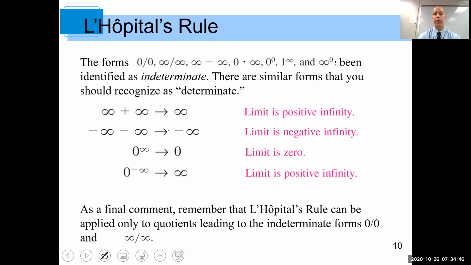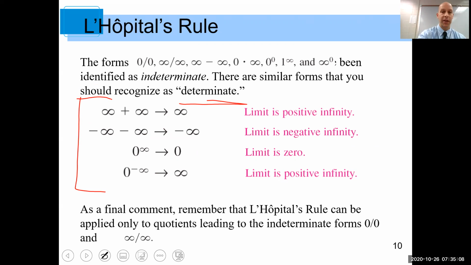The forms 0 over 0, infinity over infinity, infinity minus infinity, 0 times infinity, 0 to 0, 1 to infinity, and infinity to 0 are all identified as indeterminate forms. They are similar forms that you should recognize as determinate. So these here can be determined.